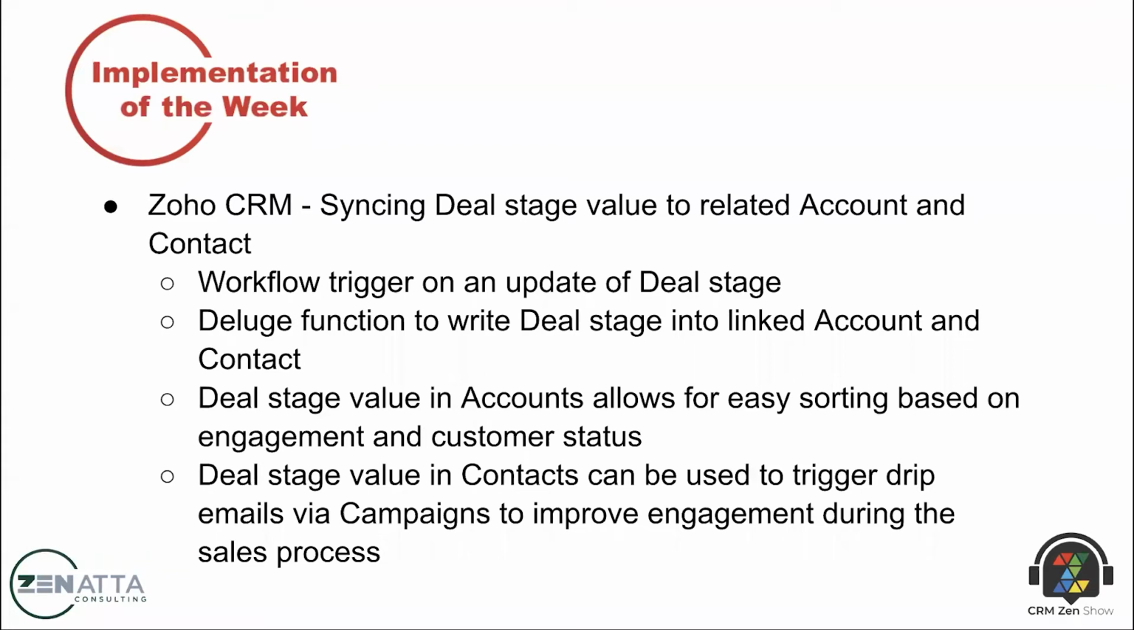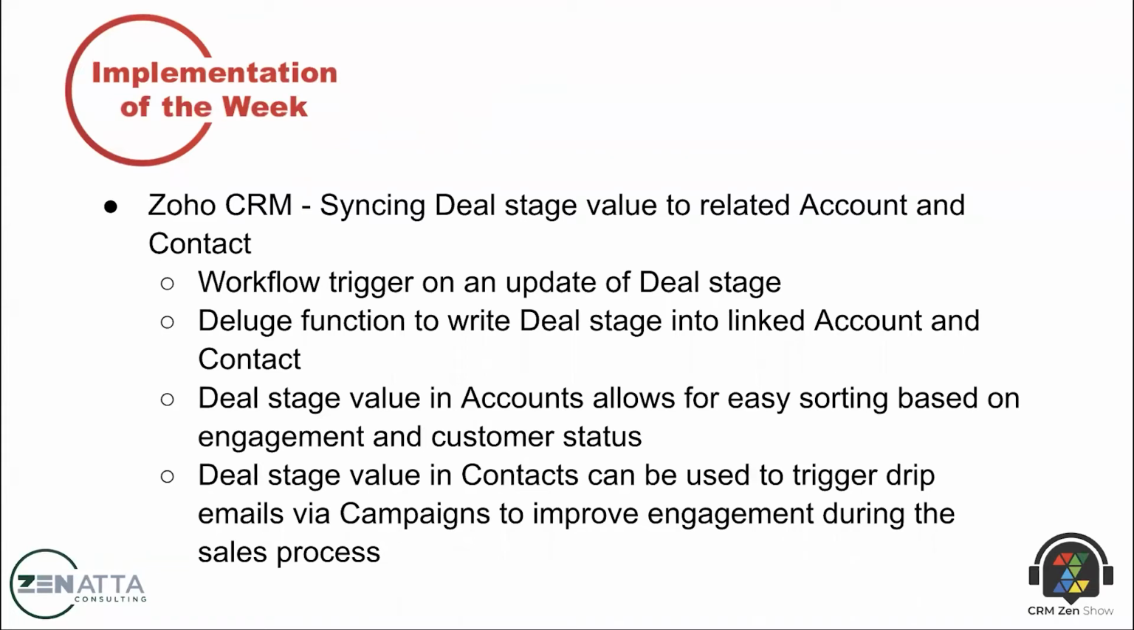Right. So this is a pretty simple little automation that just runs in a workflow and uses a little bit of Deluge script to write these fields. Basically each time you move the deal stage, the workflow is going to trigger. And that then triggers the Deluge to write that deal stage into the account and contact that are linked to that deal. On the spectrum of difficulty in our implementations, this is definitely on the simpler side to set up. You do need to know just a little bit of Deluge to put it together, but it's nothing crazy. It's under 10 lines of script to get this done.